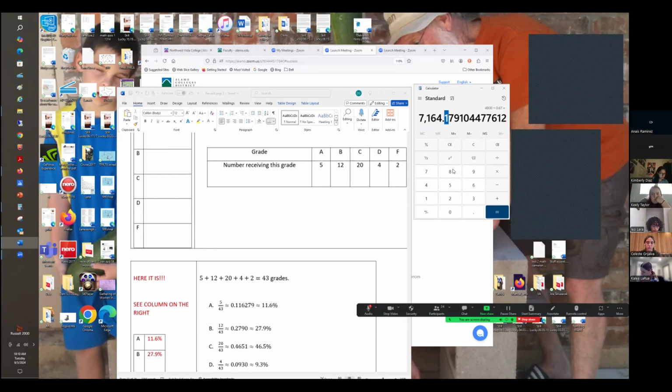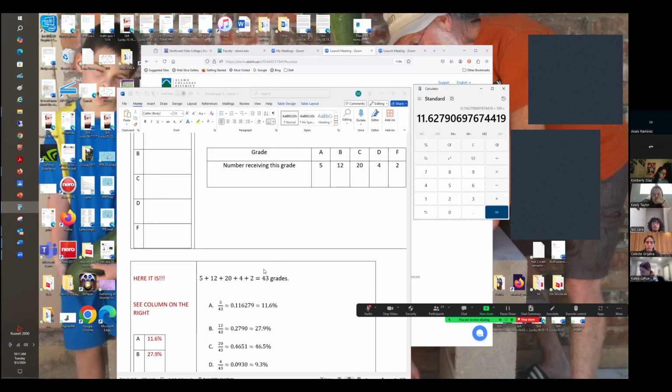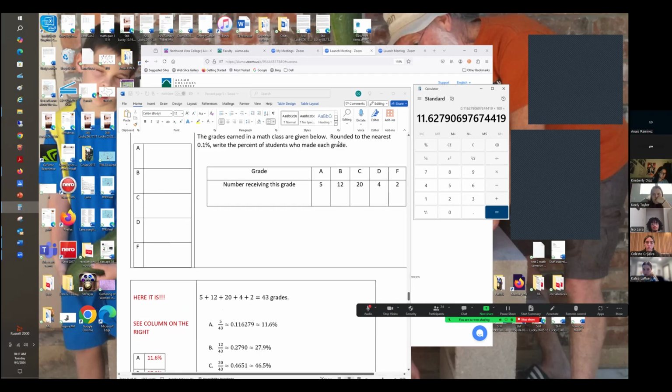Well, I'll just do 1 or 2 here. 5 divided by 43. That's equal to that. Now I change that to a percent by moving the point 2 places to the right. And I get 11.627. Now it says rounded to the nearest 0.1%. That's where the 6 is. After you change it to a percent, the nearest 0.1% is the first digit to the right of the decimal point. So check and see, is the 2 big enough to make it 11.7? And the answer is no. So you round it down to 11.6%.